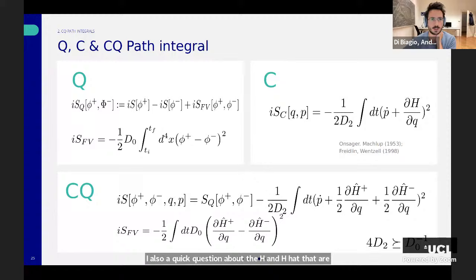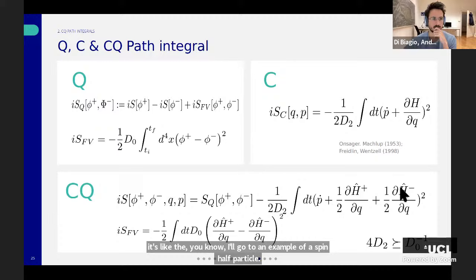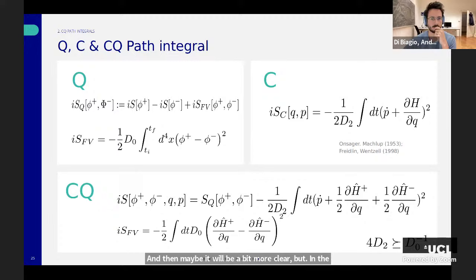Yeah, so just a reminder, we have the bra field and the ket field, which we're calling plus and minus. And so here, this would be the Hamiltonian with the bra field and the Hamiltonian with the ket field. I'll go to an example of a spin half particle and then maybe it will be a bit more clear. In a Stern-Gerlach experiment, there'll be a force produced by the spin of the particle, and here we're distinguishing if the bra spin is up or down, that will produce a different force, and if the ket field is up or down, that will too. So we're taking the average of the bra field and the ket field. So that's H applied to phi plus, right?